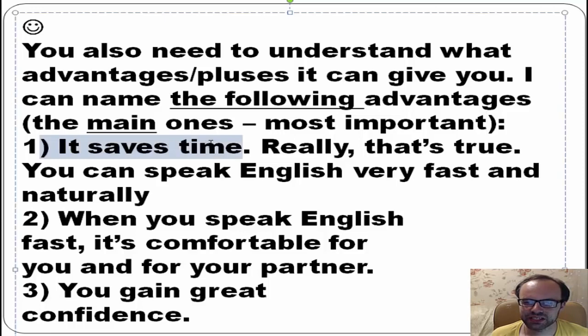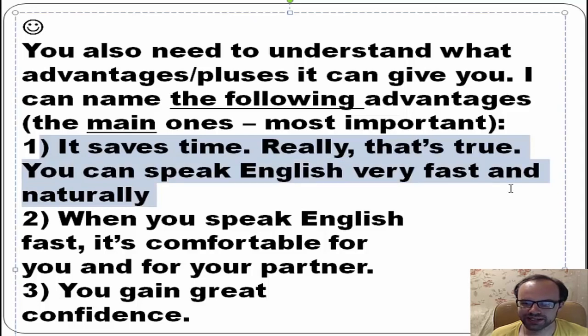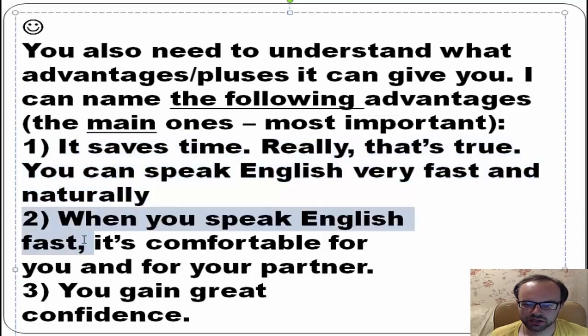So it saves time. So really, that's true. It means that's right. So you can speak English very fast and naturally. If you can think in English, it saves time. You can speak English very fast and naturally. So when you speak English fast, it's comfortable for you and for your partner. It's very comfortable, and your speaking partner doesn't need to wait for you, so it's good.